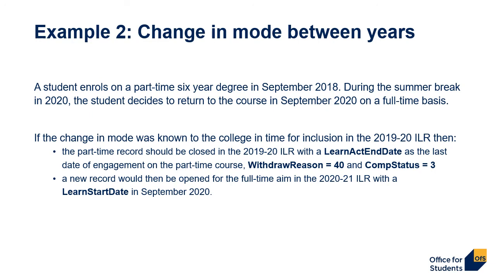And if they change mode between years, firstly, if the change in mode was known to the college in time for inclusion in the 1920 ILR, then the part-time record should be closed in the 1920 ILR with a Learn Act end date, as usual the last date of engagement on the part-time course, again with withdrawal reason 40 and comp status 3. And then a new record would be opened for the full-time aim in the 2020 ILR with a Learn start date in September 20.